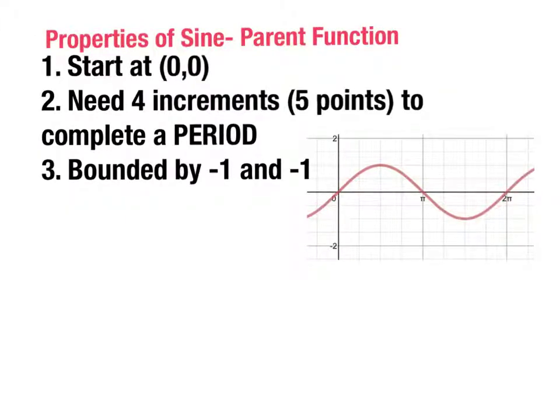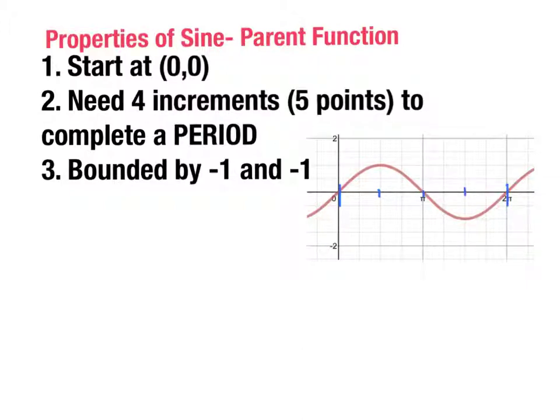Okay, so let's talk about the parent function and its properties. We notice that it starts here at 0, 0. That's going to be super important whenever we get to cosine. We need 4 increments, or 5 points, to complete a period. So here, this function just keeps going and going. But one period was from here to 2 pi. Right? After that, it's going to start repeating itself. And our increments were there, there, there.